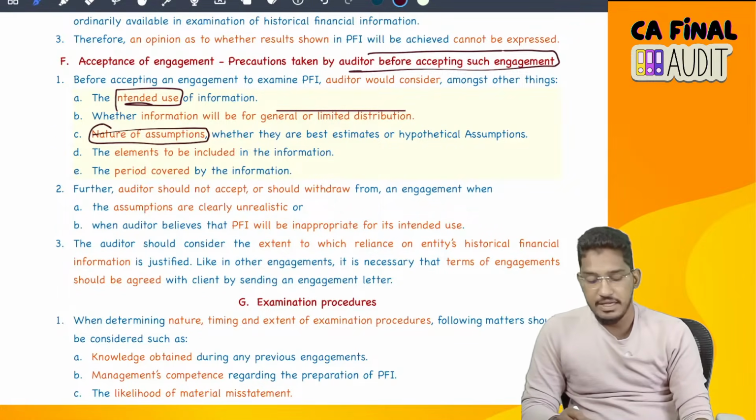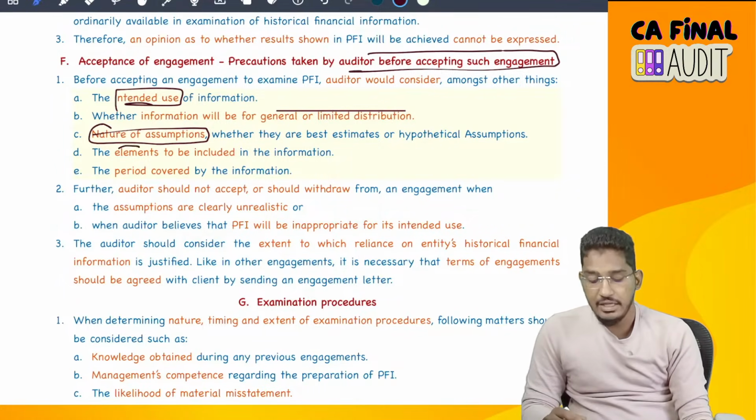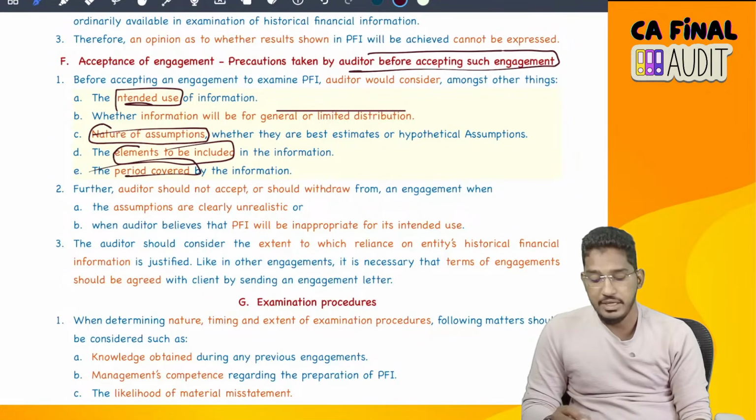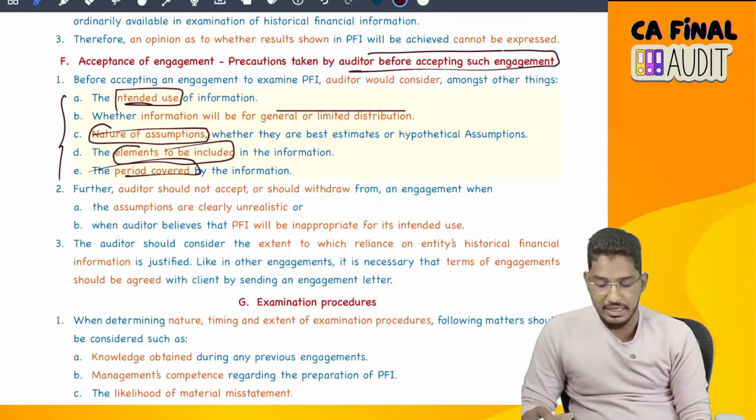And what is the nature of assumptions? What assumptions has the client made? Is it a best judgment estimate or hypothetical assumption? And elements to be included. What are the elements which are included in the prospective information and for what period are they preparing the financial information? So all these factors you have to consider before accepting that engagement.